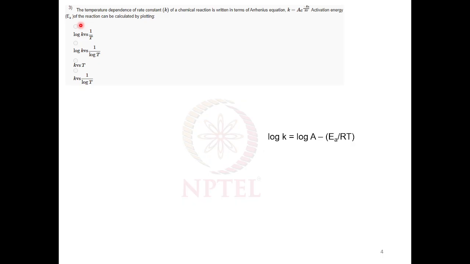But in all of the questions we have noticed that they are related either to the rate constant value or to the energy of activation. So these two are the main parameters in most of the reactions.